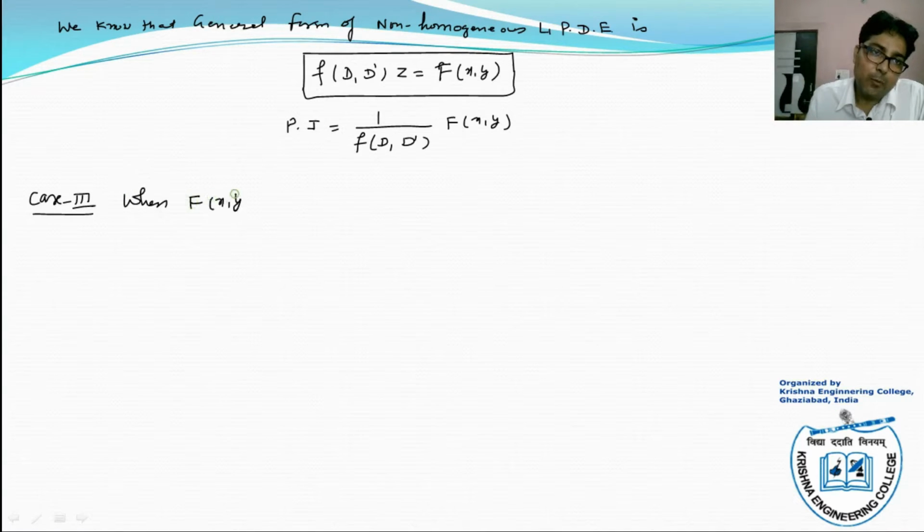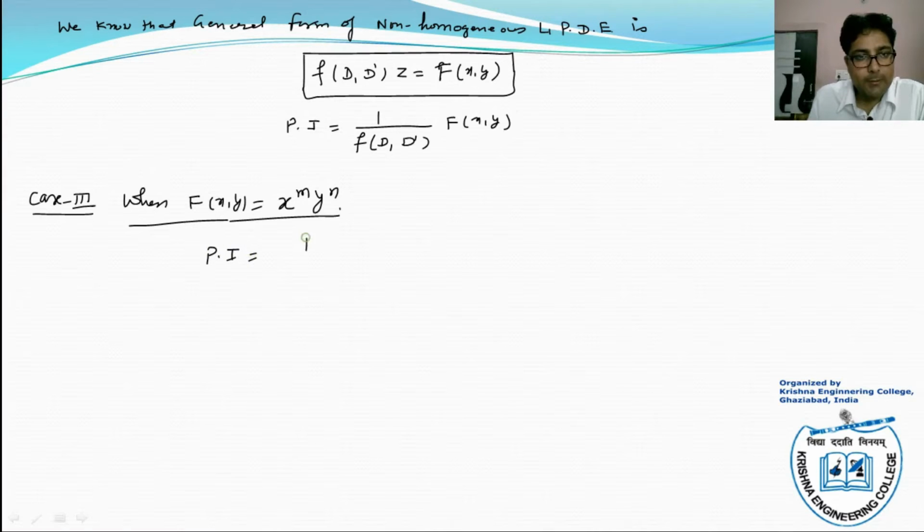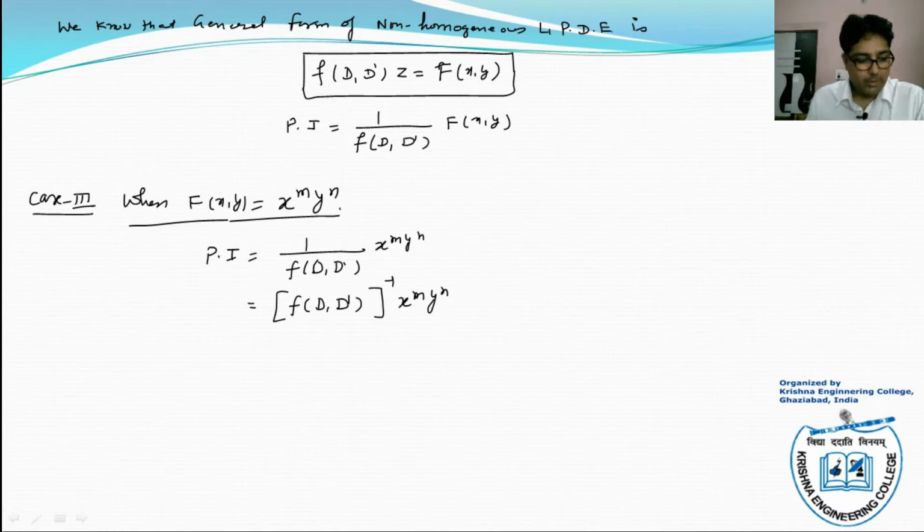So now we learn the PI of the form when F(x, y) is equal to x to the power m into y to the power n. Clear? PI is 1 upon f(D, D') into x to the power m y to the power n. This becomes [f(D, D')] to the power minus 1 x to the power m y to the power n. Clear?